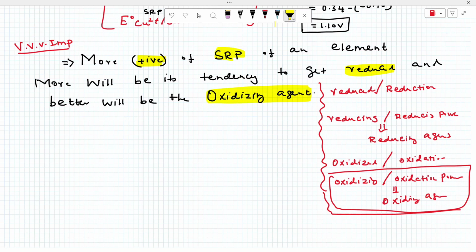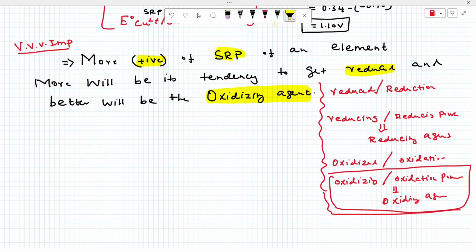We have to convert SOP and SRP. When they ask which is the strongest, which is powerful, which is the most oxidizing agent, they will give 4 options, and we must check the SRP of all 4 options. Suppose there is an SOP, we convert it to SRP, and among those 4 SRPs, the element with the more positive SRP acts as the oxidizing agent. This is the approach, otherwise you will make a mistake. You got the point? Simple.